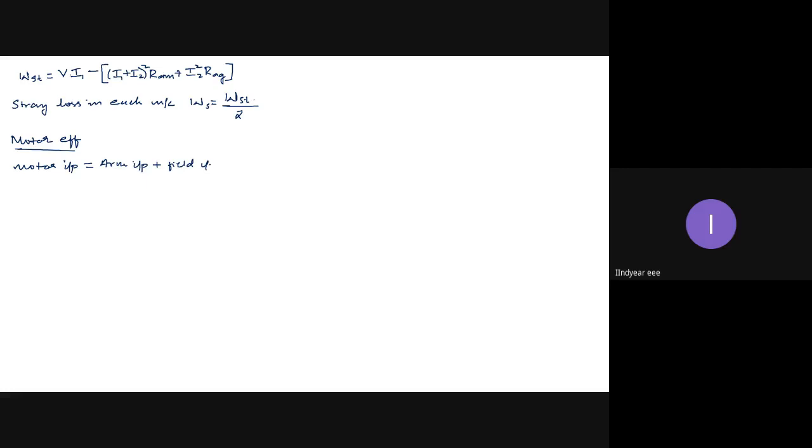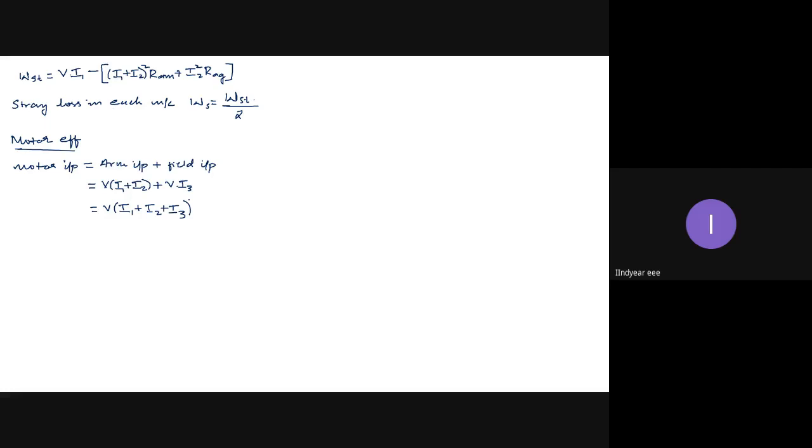So the total input to the motor is V into (I1 plus I2) plus V into I3. So I will write it as V into (I1 plus I2 plus I3). The current I3 is directly drawn from the supply. It is not a part of I1, unlike the previous connection. You should observe the change here.